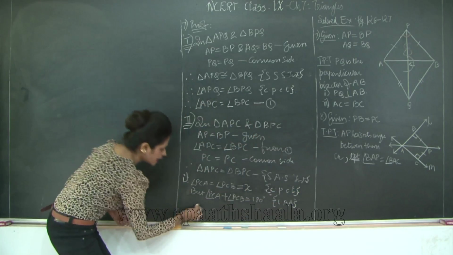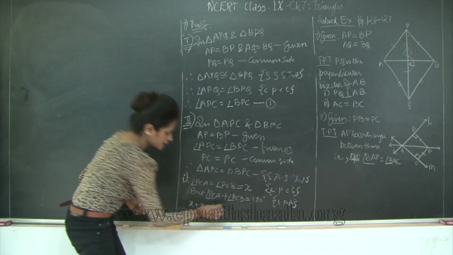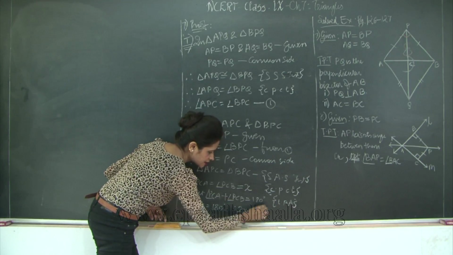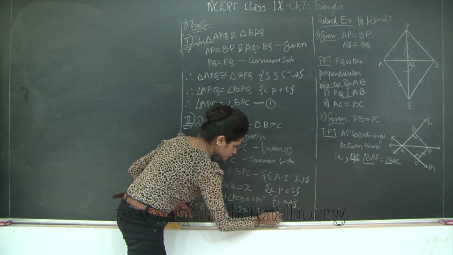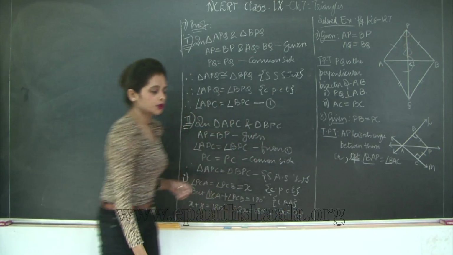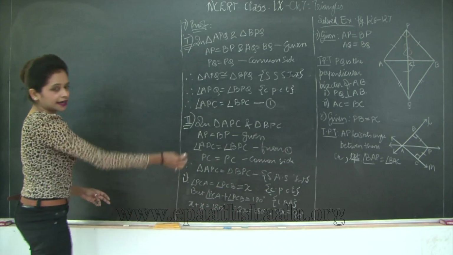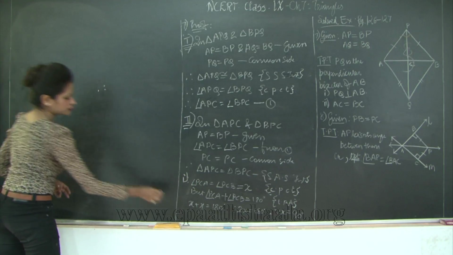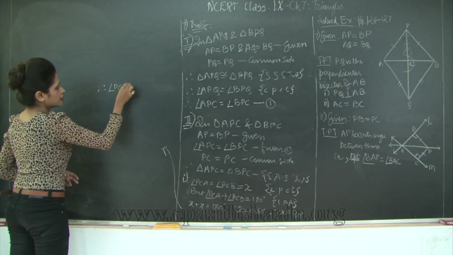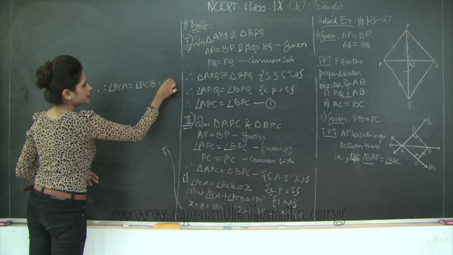Therefore, what do I get? x plus x is equal to 180 degrees. Therefore, 2x is equal to 180 degrees. Therefore, x is equal to 180 divided by 2, which is 90 degrees. Which means what? That PCA is equal to PCB, which is 90 degrees. Therefore, angle PCA is equal to angle PCB, which is equal to 90 degrees.